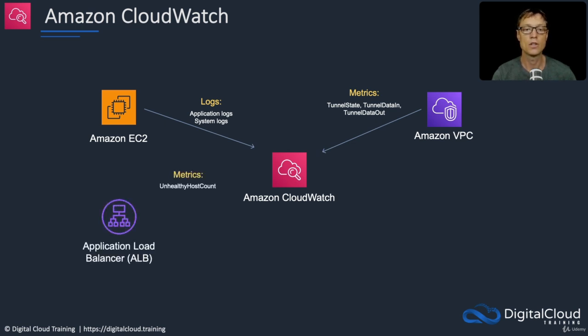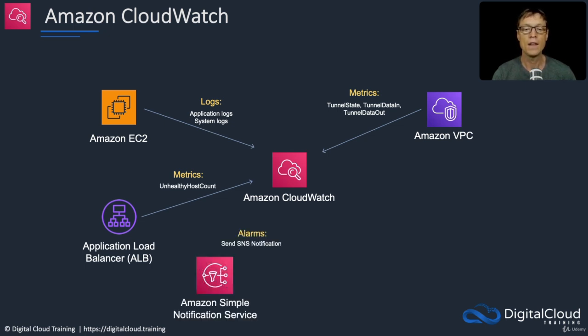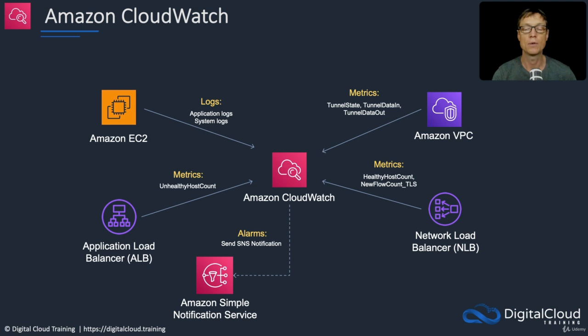Then we have an application load balancer. In this case, it's reporting a metric that shows the number of unhealthy hosts that are behind the application load balancer's target groups. We can then have alarms triggered. So for example, the ALB might be generating an alarm, and that alarm is then going to trigger an action. If we had a network load balancer, again, we can trigger more metrics about the healthy host count and quite a bit of detailed information about the metrics associated with the performance of the network load balancer.